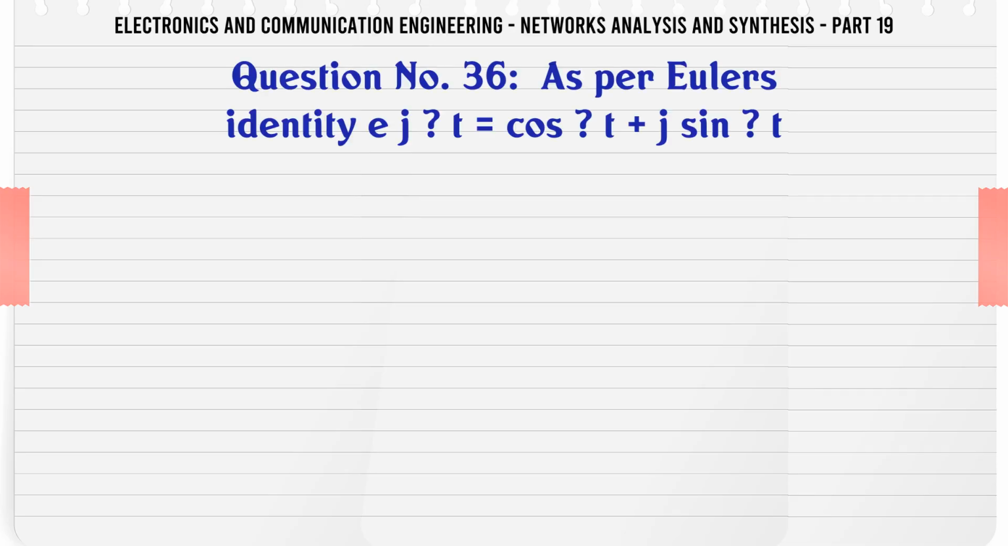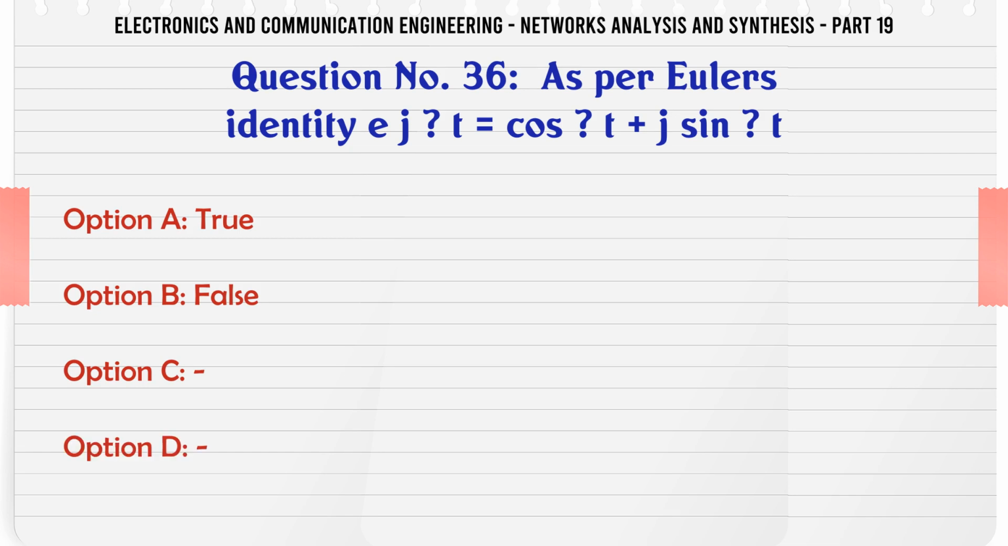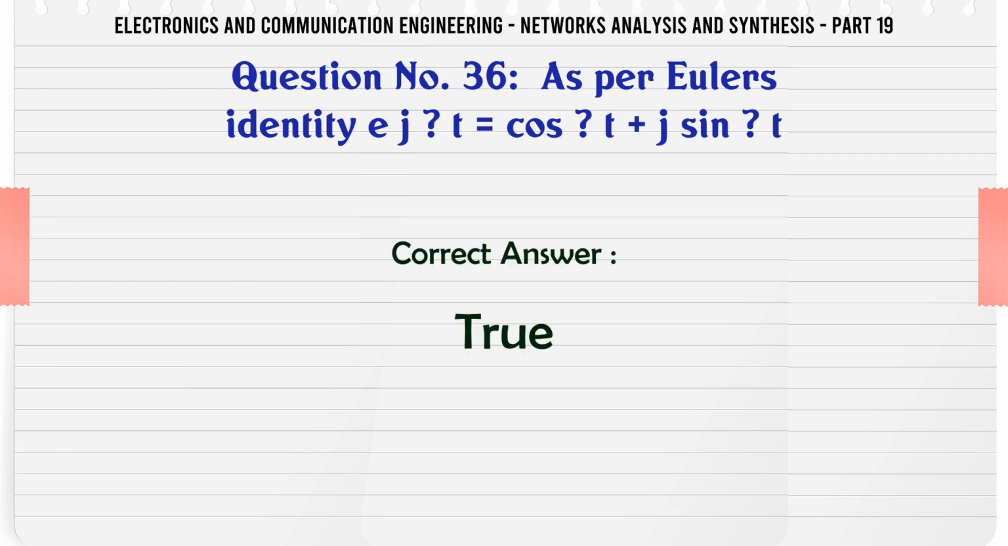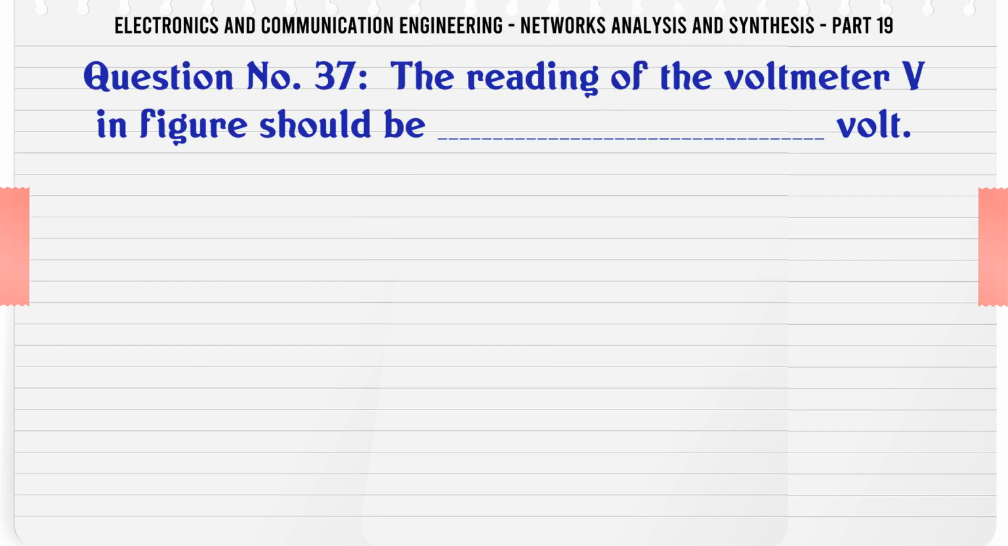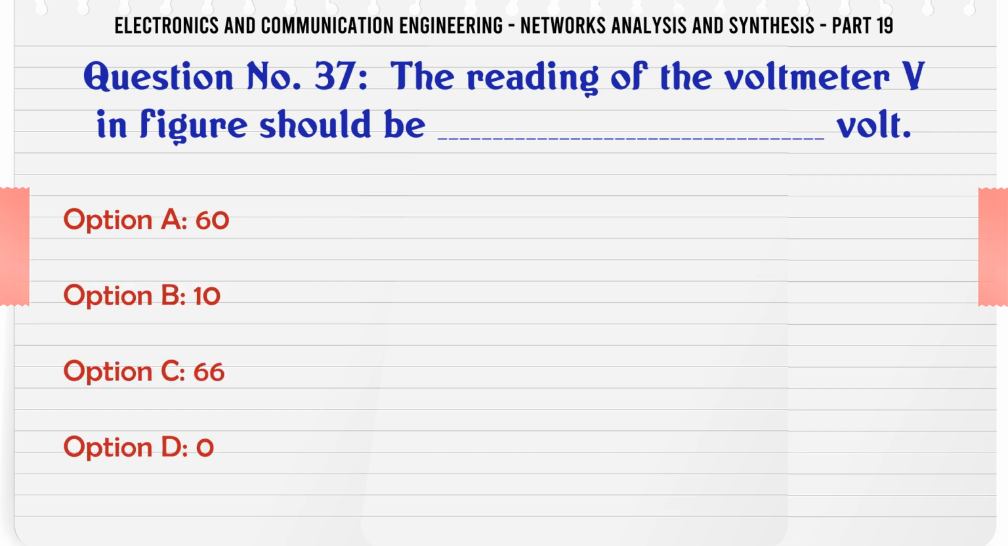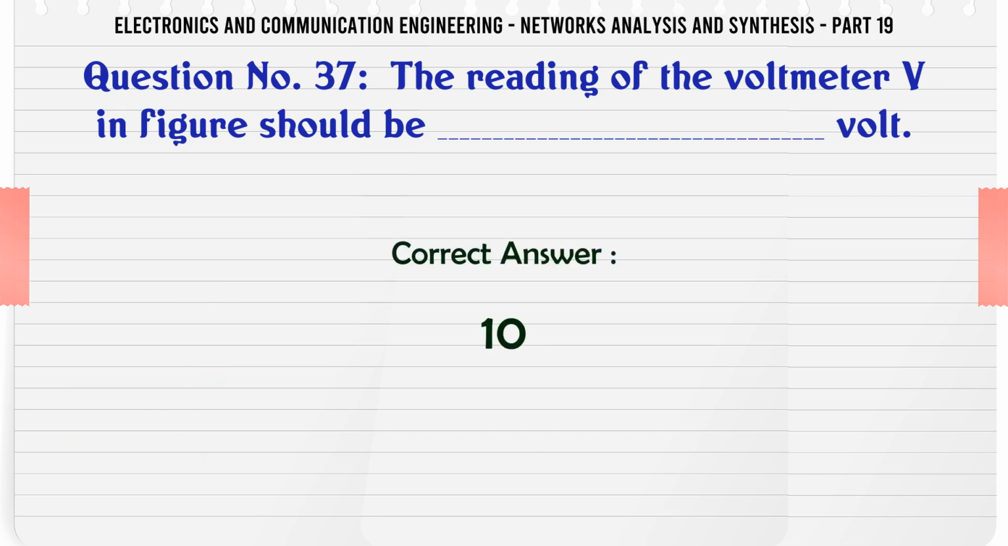As per Euler's identity, e^(jt) = cos t + j sin t. A. True. B. False. The correct answer is true. The reading of the voltmeter V in figure should be volt. A. 60. B. 10. C. 66. D. 0. The correct answer is 10.